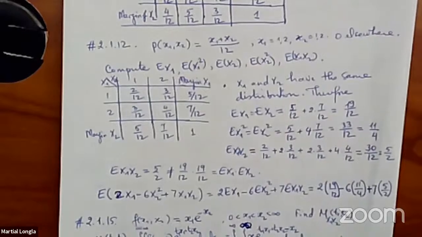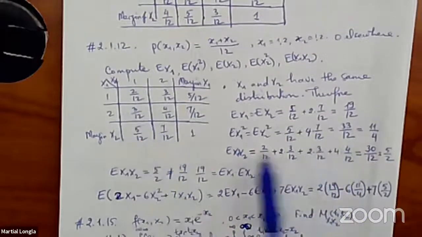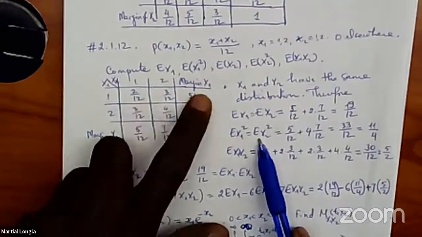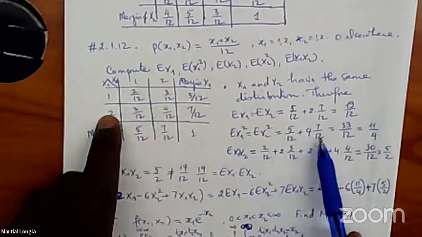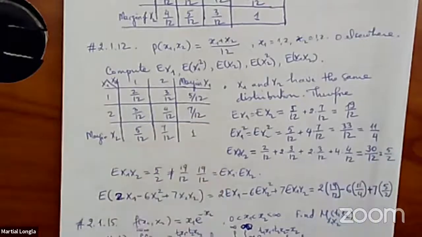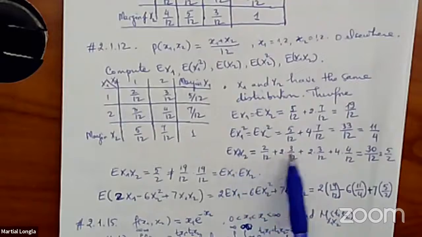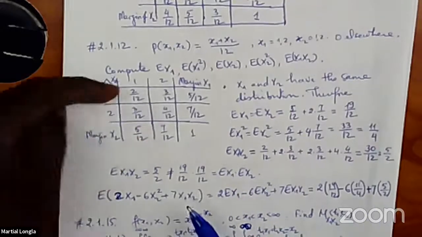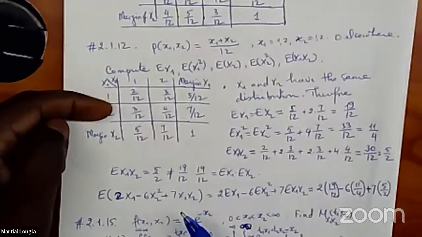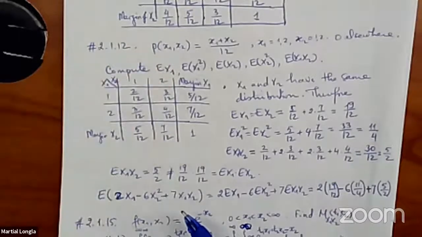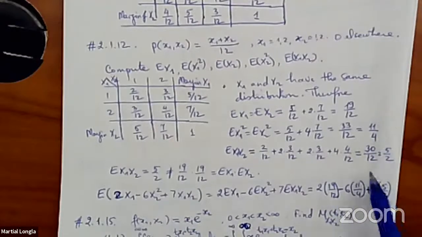It takes less time. Then you go expected value of the square, the same way. 1 squared is 1, times 5/12, plus 2 squared is 4, times 7/12. Get your answer. And then you get expected value of x1 x2. This is the only way you can go there and just multiply 1 times 1 times 2/12, 1 times 2 times 3/12, 2 times 2 times 4/12, and you add them. You get what you get.